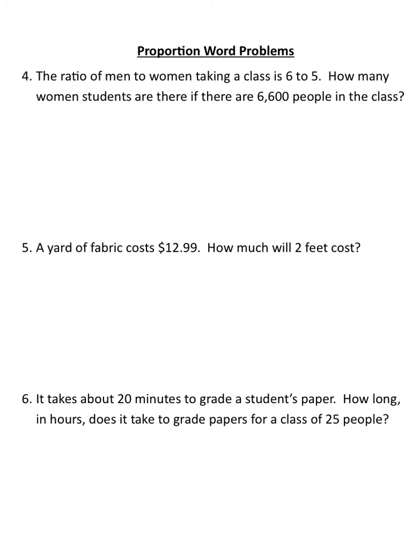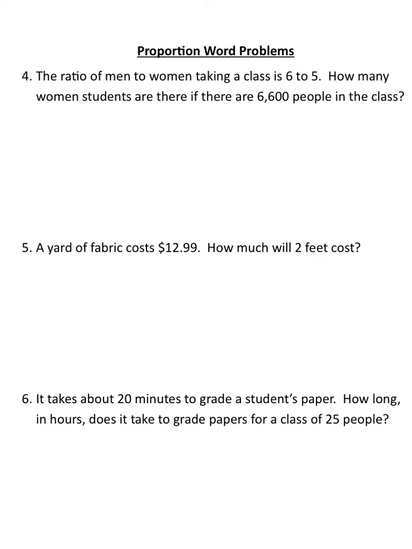All right, now let's take a look at number 4. The ratio of men to women taking a class is 6 to 5. How many women students are there if there are 6,600 people in the class? All right, let me first go ahead and say that is not all people sitting in a classroom. There are not 6,600 people sitting in a classroom.